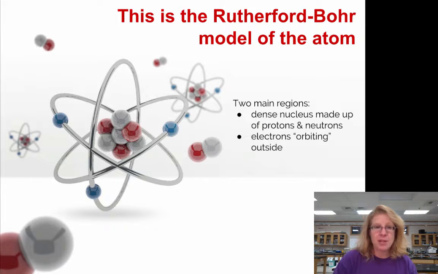But it's named after these two dudes, Rutherford and Bohr, who were alive in the early 1900s, trying to figure out how things went together. What are the parts of an atom? There are two main components of this particular model. You've got a nucleus in the center that contains protons. Later on we also found out that neutrons were in there as well, but there's this dense central part.